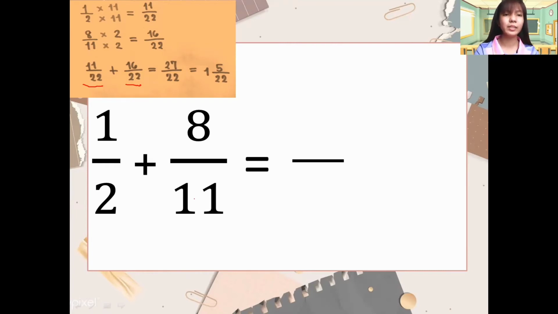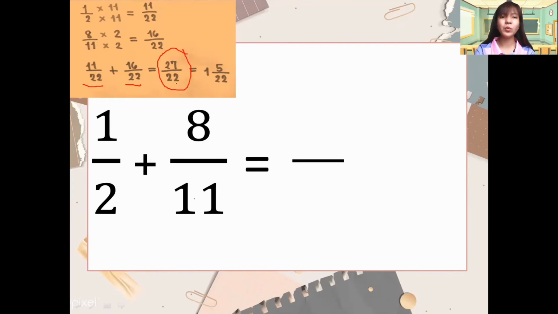Alright? 27. Okay, this one here. And then just copy the denominator, 22. So what have you noticed here? This is an improper fraction. So again, you have to make it into a mixed number.